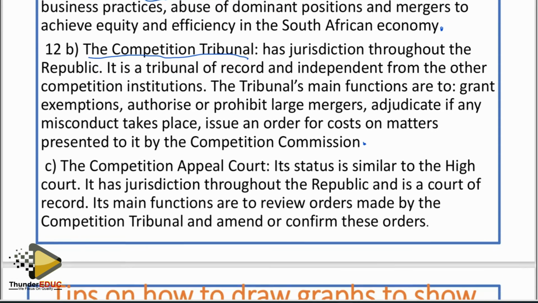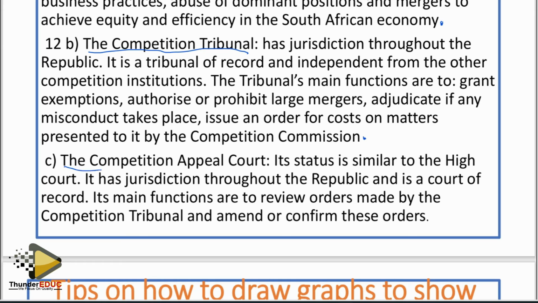Okay, right, great talks. So now we also have the Competition Appeal Court. Its status is similar to the High Court. It has jurisdiction throughout the Republic and is a court of record. Its main functions are to review orders made by the Competition Tribunal and amend or confirm these orders. As I did say, we have three bodies that are in line with our Competition Act. The moment the case has been passed to the Competition Tribunal to make some judgment, and the Tribunal finds it difficult to deal with such a case, then they normally pass the case to the Competition Appeal Court. When the case gets to the Competition Appeal Court, there's no way that the case will fail to be dealt with. Okay, right, great talks.